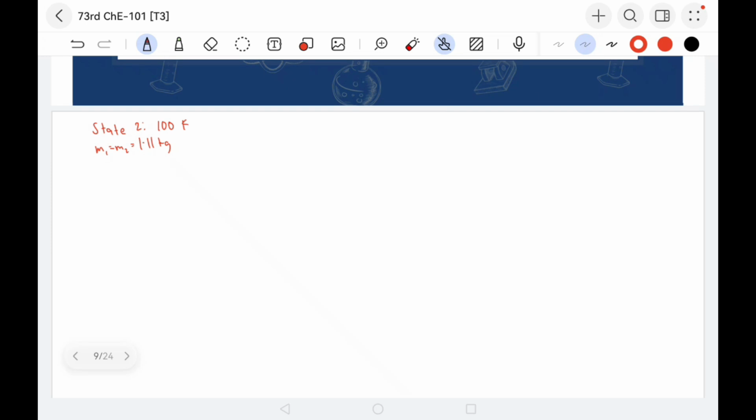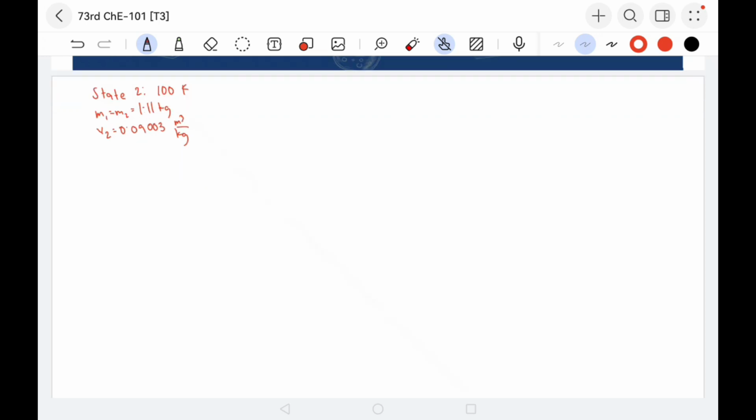And since it is a rigid vessel, V2 is also 0.09003 meter cube per kilogram. Since we know V2, we must now determine the state of state 2. And upon looking at the values, it is greater than the value at which it is a saturated vapor, which means that state 2 is superheated vapor.